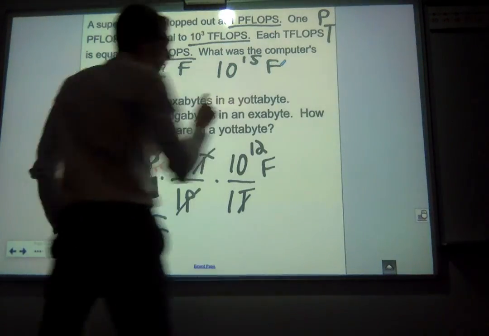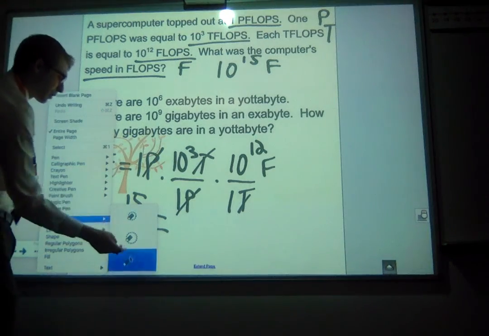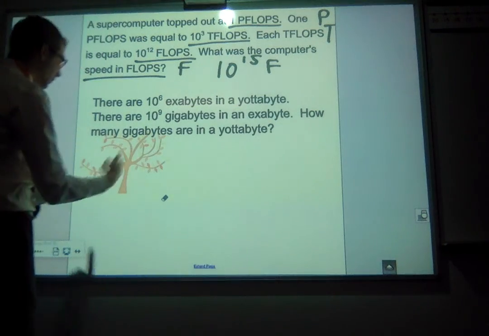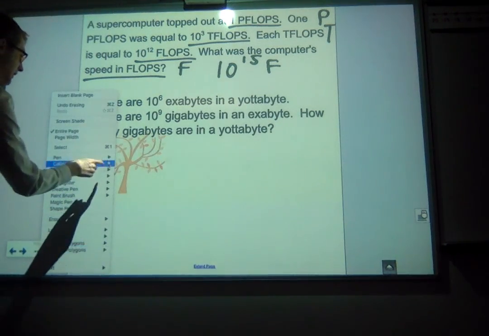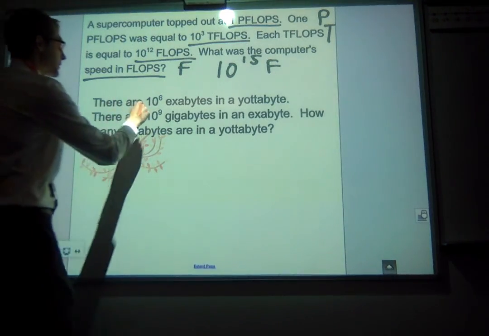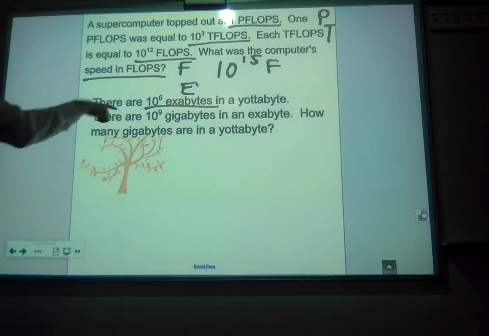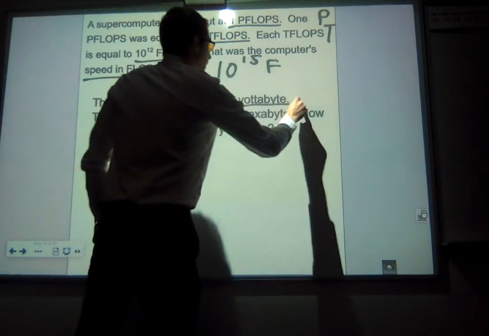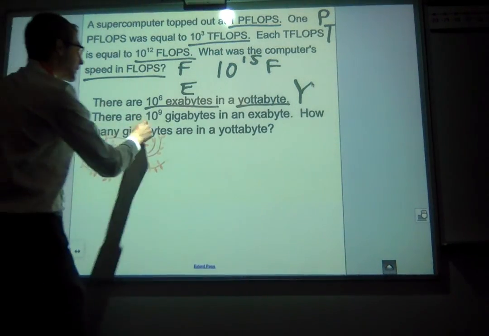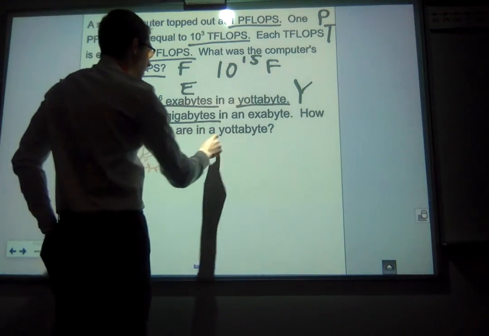Okay. Looking at our second example, I'm going to go ahead and erase this. This process here is called dimensional analysis. It's really applicable in these types of questions, and especially in science, like thinking about unit conversion in chemistry. So let's read this next question. There are 10 to the 6 exabytes, and I'm just going to write E for exabyte so I don't have to write it out, in a yottabyte. Again, Y for yottabyte. There are 10 to the 9 gigabytes in an exabyte. So how many gigabytes are in a yottabyte?